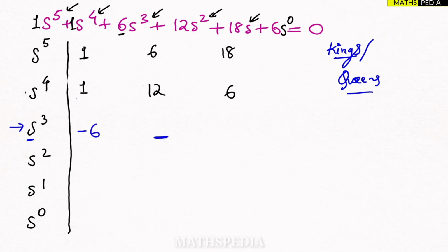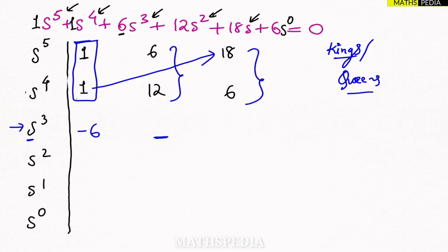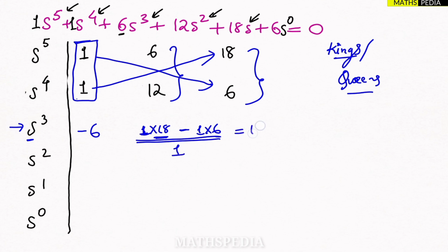Now I have to fill this part, the second column, third row. Again the same thing, two kings are there. Which two? These two elements, the corresponding elements I have multiplied already. So I have to take the next corresponding elements. Bottom king into the top one, so it will be 1 into 18, minus top king into the bottom one, 1 into 6, the whole divided by the bottom king, which is 1. So how much will it be? 18 minus 6 by 1, which is equal to 12.